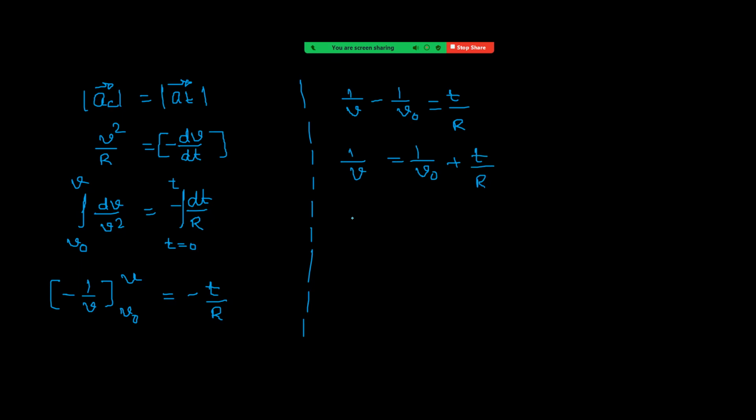Now simplify this. V equals v naught r upon r plus v naught t. This is our final answer. Okay. So I hope you got clarity, especially on why we have taken the minus. It is given as tangential deceleration. It is negative. So negative of negative is positive. Because if you miss this sign, we will get a different answer.